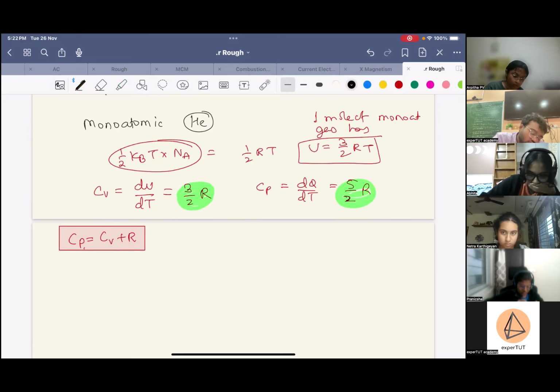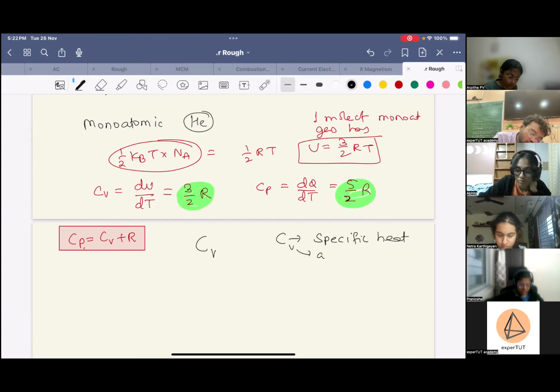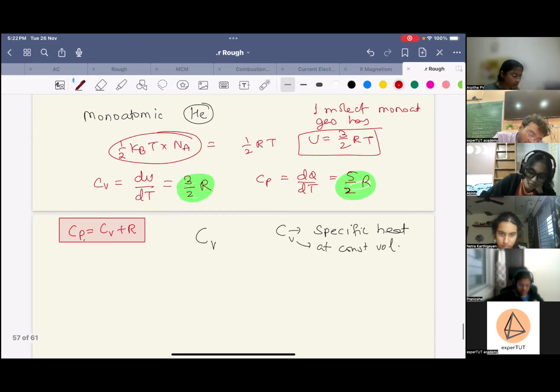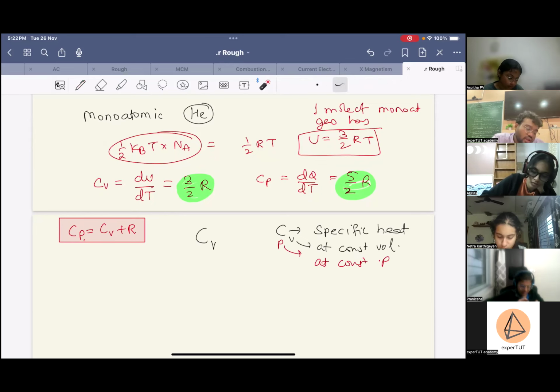What is the meaning of the Cv? C मतलब होता है specific heat. और सबस्क्रिप्ट V का मतलब होता है at constant volume. अगर सबस्क्रिप्ट is P, then इसका मतलब है at constant pressure. So I read Cp as specific heat at constant pressure. What is Cv? Specific heat at constant volume. Understood?